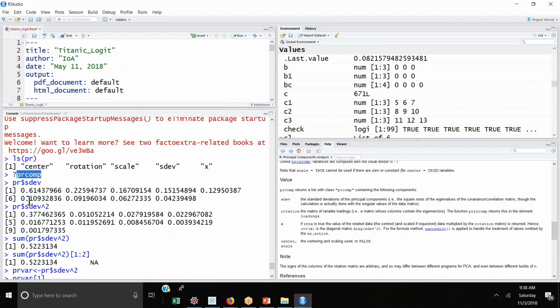When I solved the problem, I got the SDEV, which means these are the standard deviations of the new dimensions. And these standard deviations, when I square them, become variances, each one of these. When I sum the variances, it comes to 0.5223 in the log space. Remember that 0.5223. This is the total variance in the data.